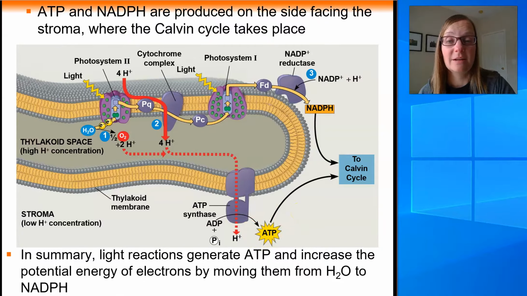Both products of the light reactions, NADPH and ATP, are made out in the stroma of the chloroplast, which is a really good thing because this is exactly where the Calvin cycle takes place that utilizes both the NADPH and the ATP.